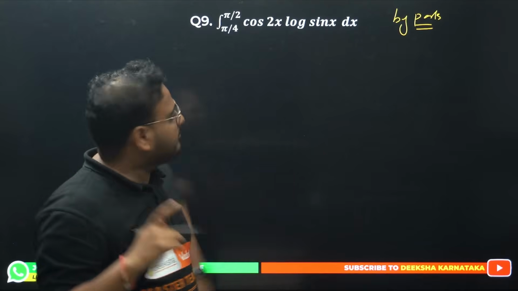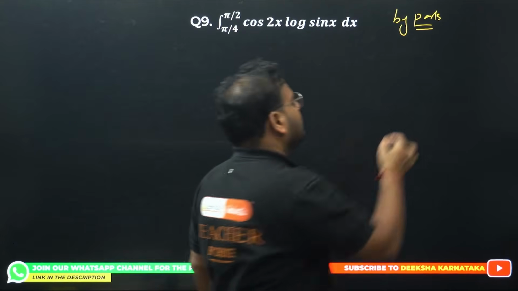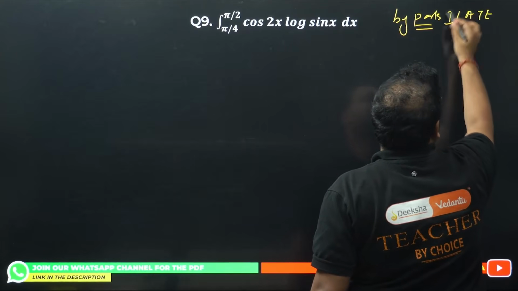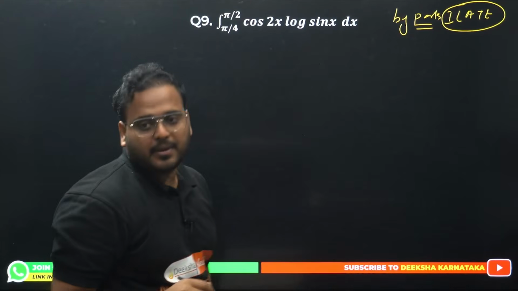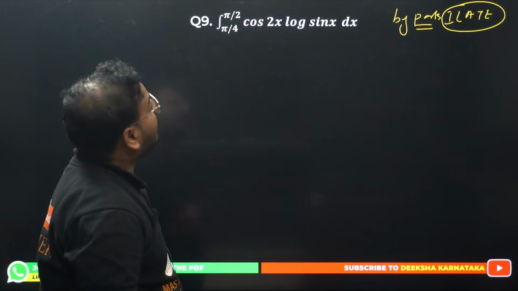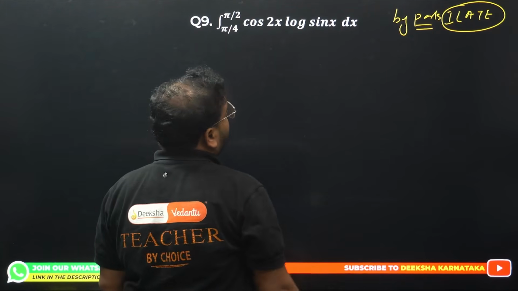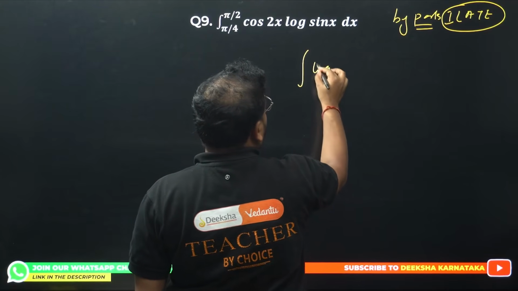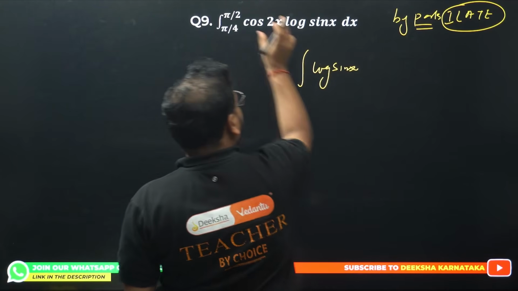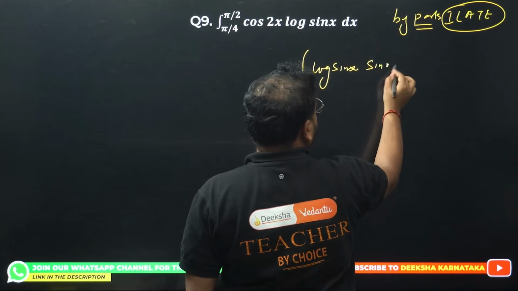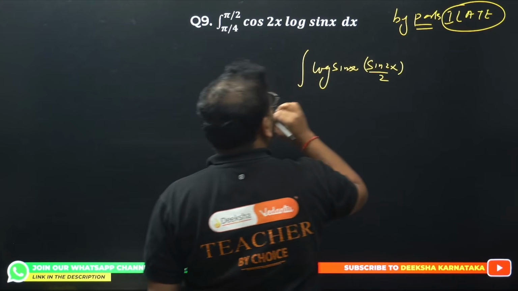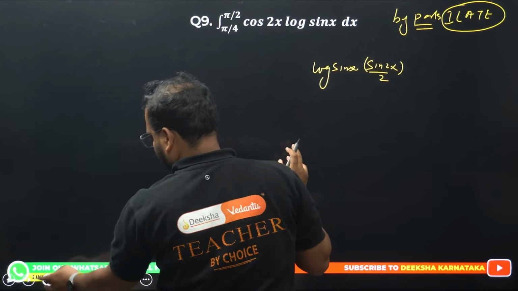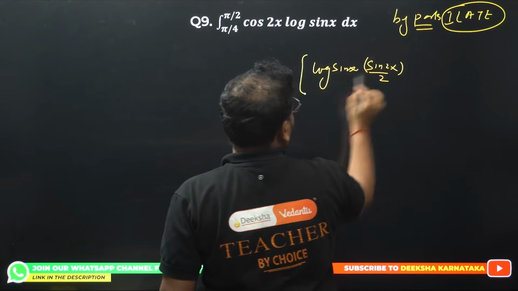We have the preference order for by parts, ILATE. Log has preference over the trigonometry. So I'll keep log of sin x as it is. Integrate cos 2x. You're going to get sin 2x by 2. This is over, right? Integration is done for this part.